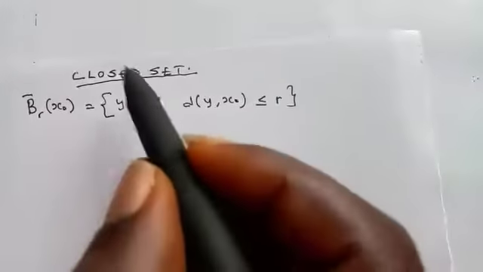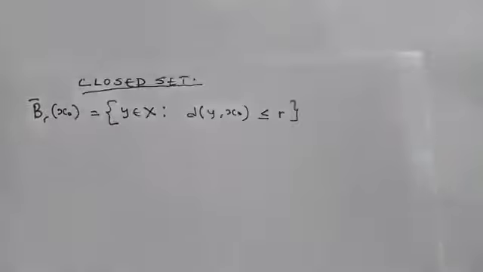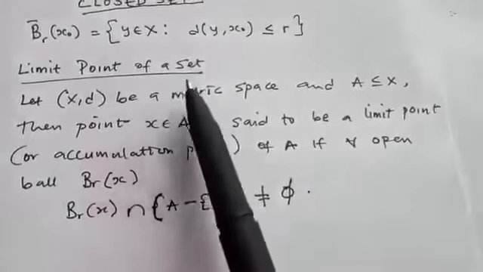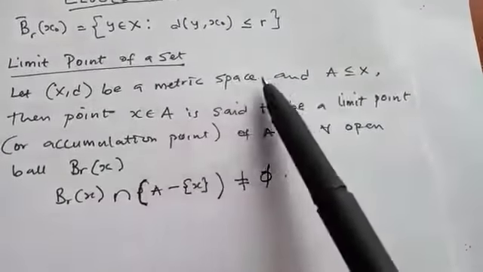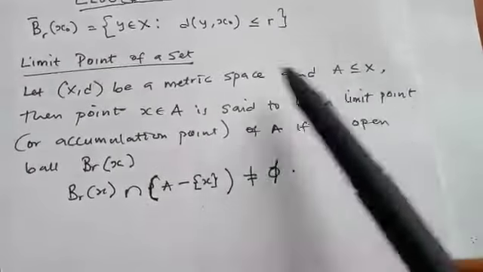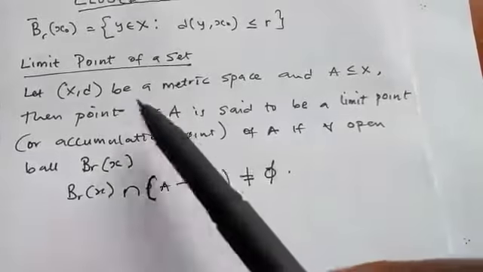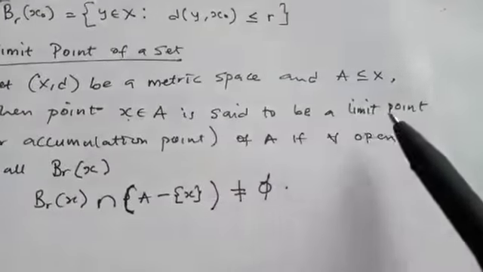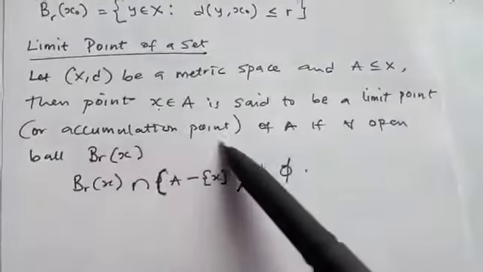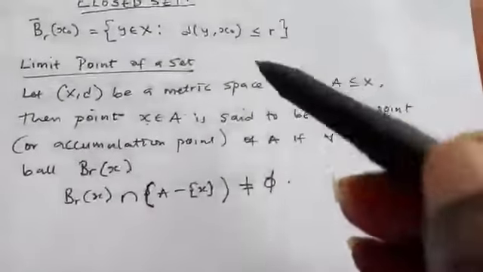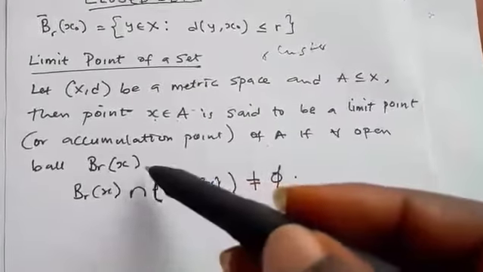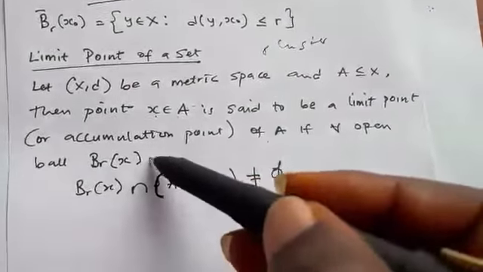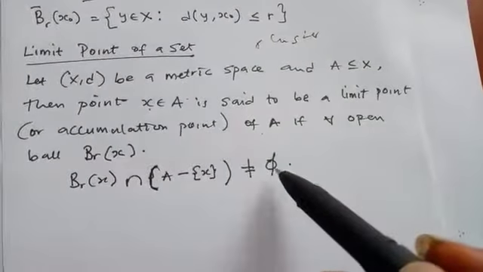Now, before we define closed set, let us consider some definitions. Limit point of a set. We define limit point as follows: let S be a metric space and let A be a subset of S. A point X inside A is said to be a limit point of A, or we call it an accumulation point of A, or a cluster point of A, if for every open ball, the open ball intersection A minus X will be non-empty.